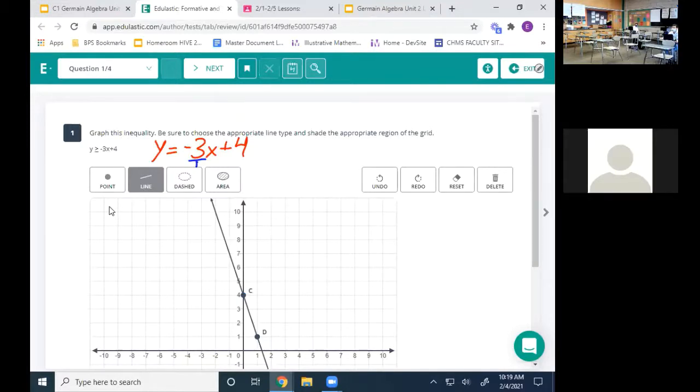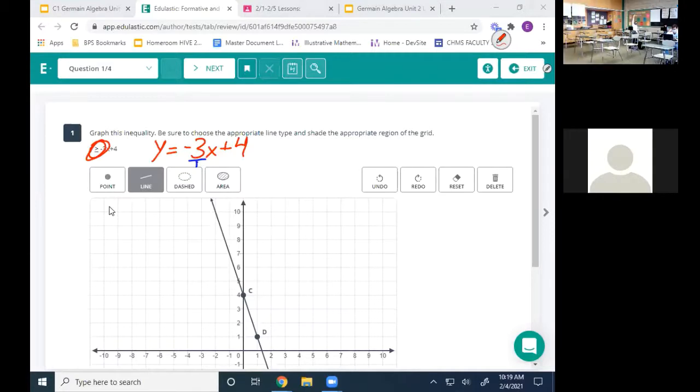So what does that inequality symbol tell you? Or equal to is dashed? It's not going to be dashed because we have that or equal to. I like to think of it as, if it has a solid line under it, that's going to be a solid line. If there's no little line underneath, it's going to have to be dashed. Good, so you don't even have to click on that dash button because we know that it's not going to be dashed.